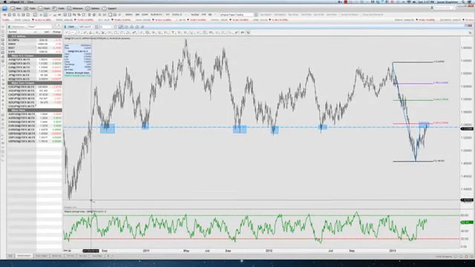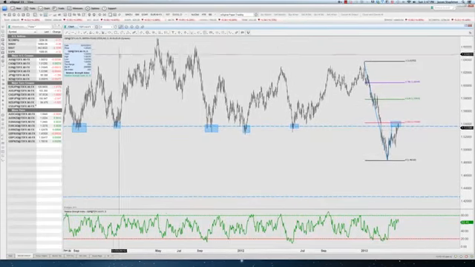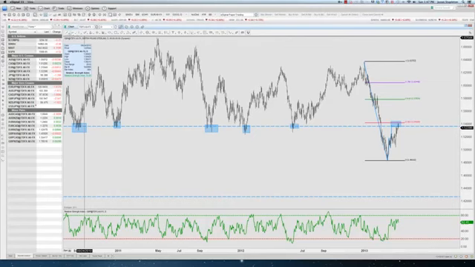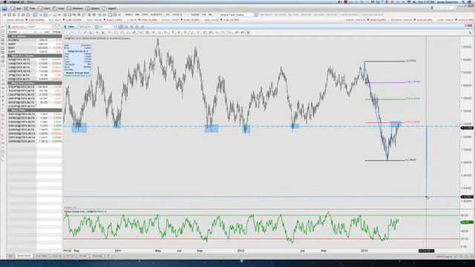Let me just draw a line in here. We'd see a move from our current position all the way down to 142s.